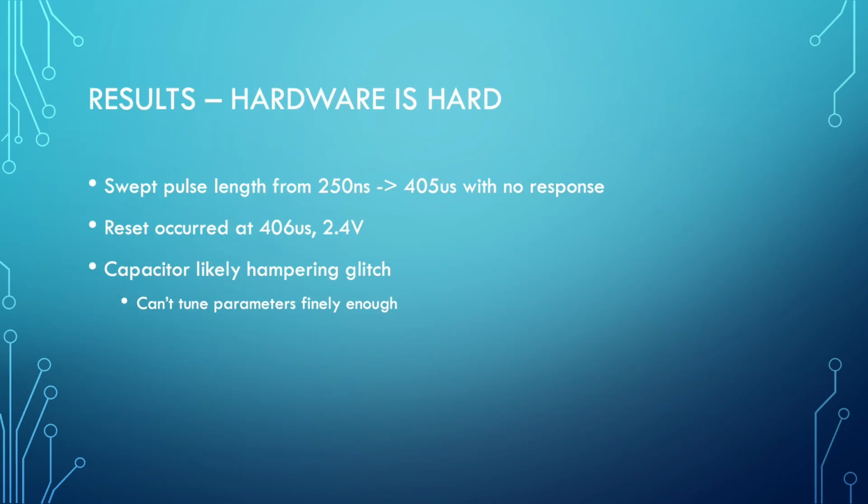Fine-tuning the glitch was probably the most frustrating part, trying to dial in the parameters on the millivolt and microsecond level. I swept the pulse from 250 nanoseconds on the low end to 405 microseconds on the high end with no response. Longer pulse lengths than that triggered a reset, which should indicate that you're getting to the right range. From there, I kept trying to find the midpoint between having a reset and no effect, which should have eventually led me to the right glitch parameters where the behavior isn't well defined.